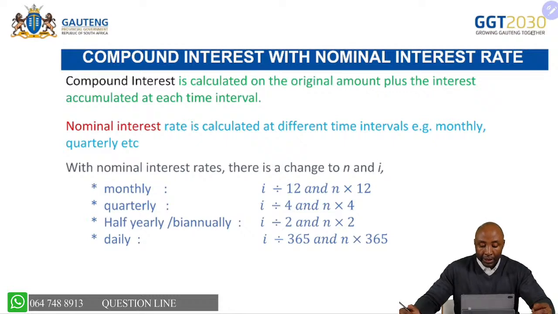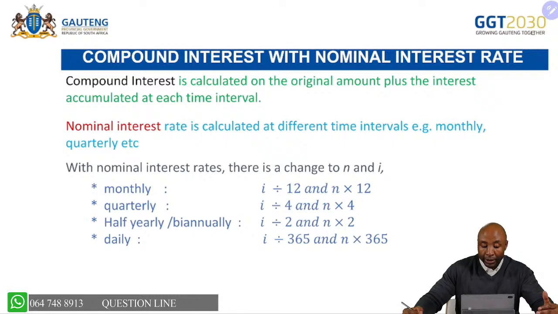If it's compounded daily, our interest is divided by 365 because we are having 365 days in a year, and our number of periods will be given by the number of years multiplied by 365 to give us what we will substitute there. Now, so these are the terms that we should also be looking out for.